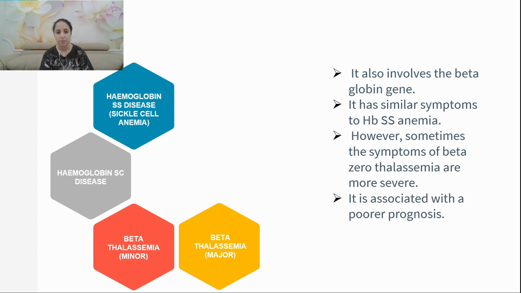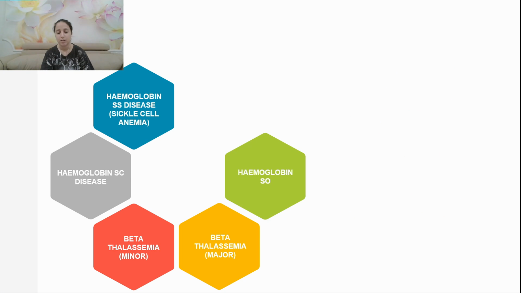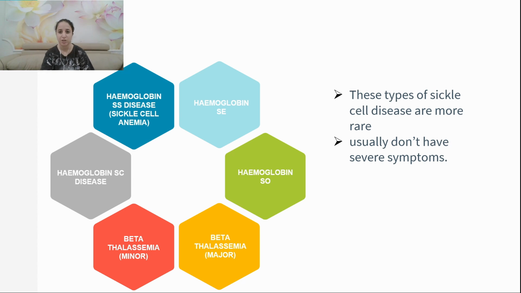The fourth type being beta thalassemia major. Here again, the beta thalassemia gene or the beta globin gene is involved along with the HbS gene. It has similar symptoms to HbS anemia, and the symptoms here sometimes could be more severe, and it is also associated with a poorer prognosis. The next type being hemoglobin SO condition, and the last being hemoglobin SE condition. The last two conditions are very rare and usually they do not have severe symptoms.